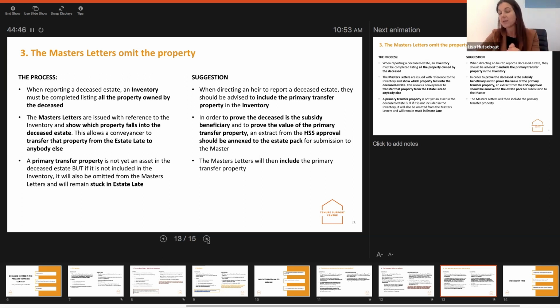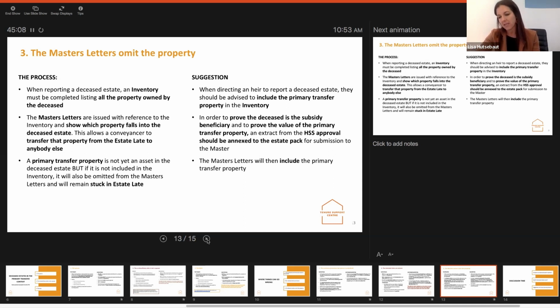property, it's valued, and the value is relevant because the master must determine what kind of an estate it is. We can touch on that a little bit more when I finish this section. But they need to show that the beneficiary was entitled to that subsidy as well as what the value is. And then the master will be able to issue master's letters showing deceased estate Mr.